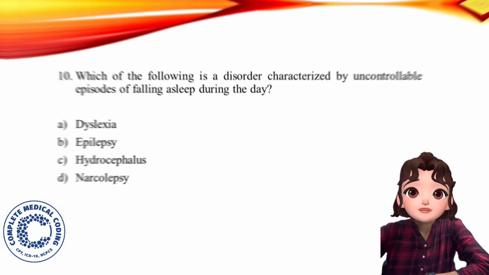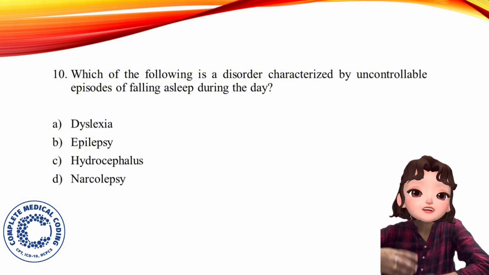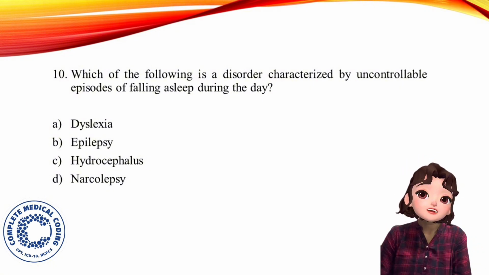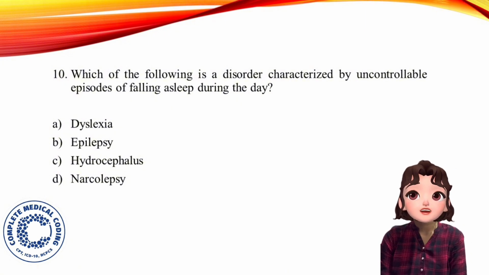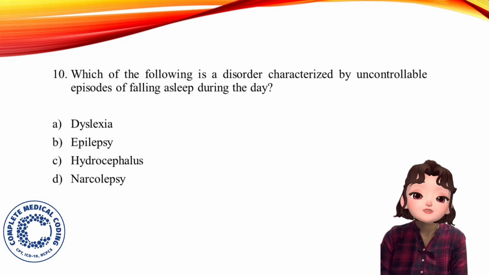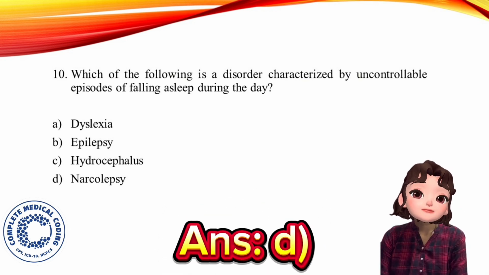One more, the 10th question. Which of the following is a disorder characterized by uncontrollable episodes of falling asleep during the day? What do you call it? Dyslexia, epilepsy, hydrocephalus, narcolepsy. So uncontrollable episodes of falling asleep in a day is called narcolepsy. Answer here is option D, narcolepsy.